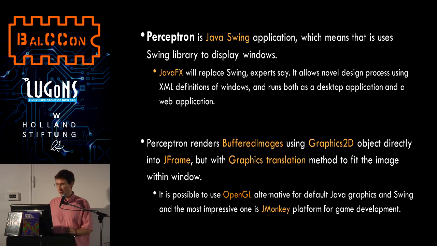Perceptron is a Java Swing application, which means that it uses the Swing library to display windows. Right now, JavaFX will probably replace Swing, but Swing will continue to be updated. It's a new way to display windows and stuff. Perceptron renders buffered images using a Graphics2D object directly into a JFrame, but with graphics translation methods to fit the image inside the window. And it is possible to use OpenGL alternatives for graphics, and of them all, only JMonkey is amazing. Everything else is silly. And JMonkey is absolutely phenomenal.